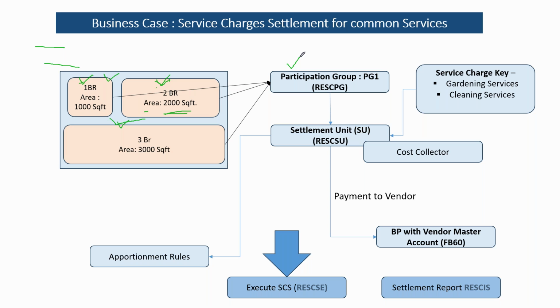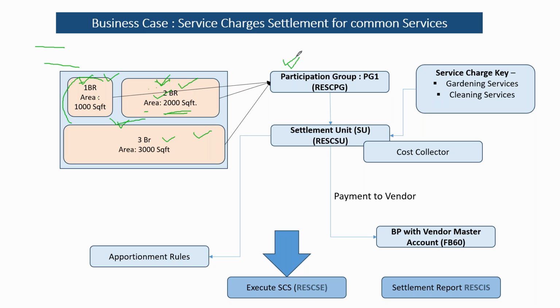For example, let's say I'm talking about common services like cleaning. These are the three different apartments, and cleaning is being done here, but for some reason we are exempting the one bedroom apartment from paying for the cleaning services. In that case, only the two bedroom and the three bedroom apartments are going to pay for the cleaning services. So these two rental units will be part of this participation group only. The usage view master data which is going to participate in the service charge settlement process will be part of this participation group.